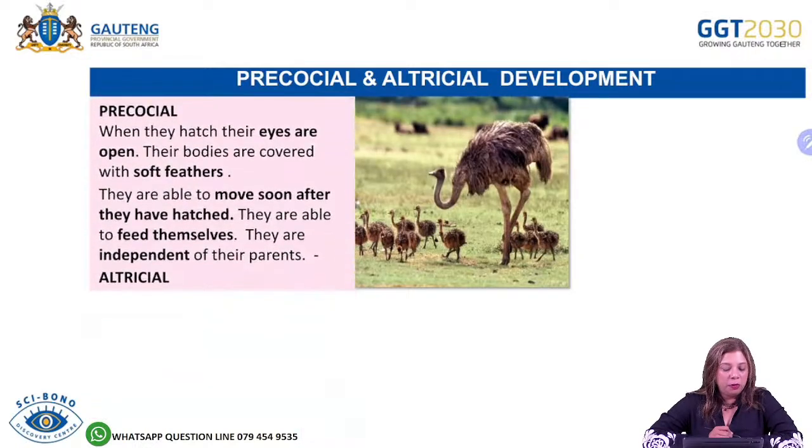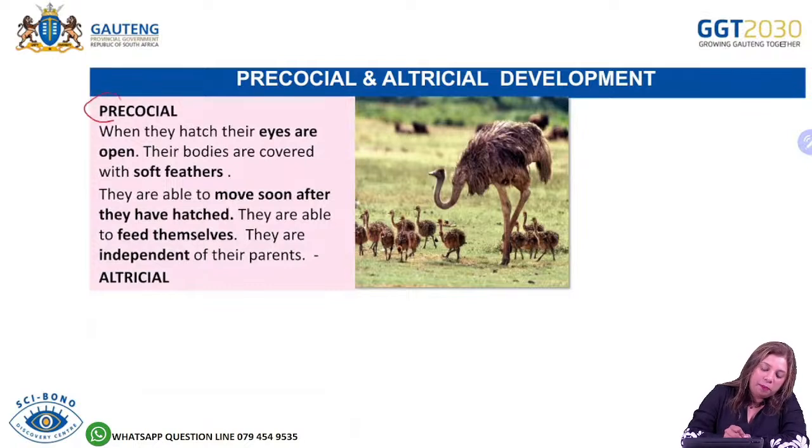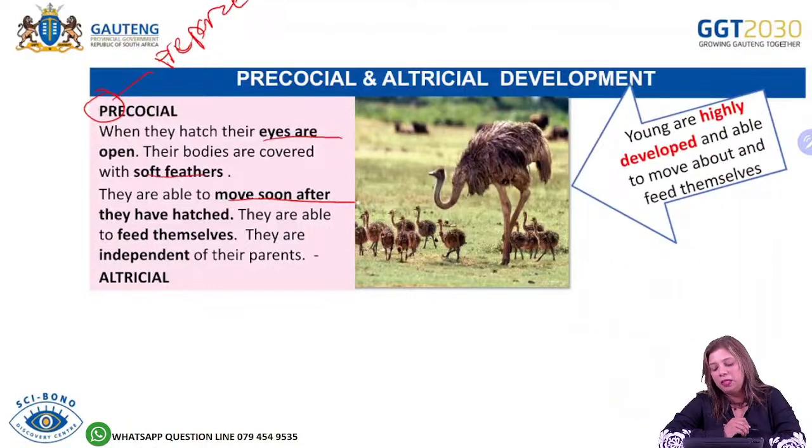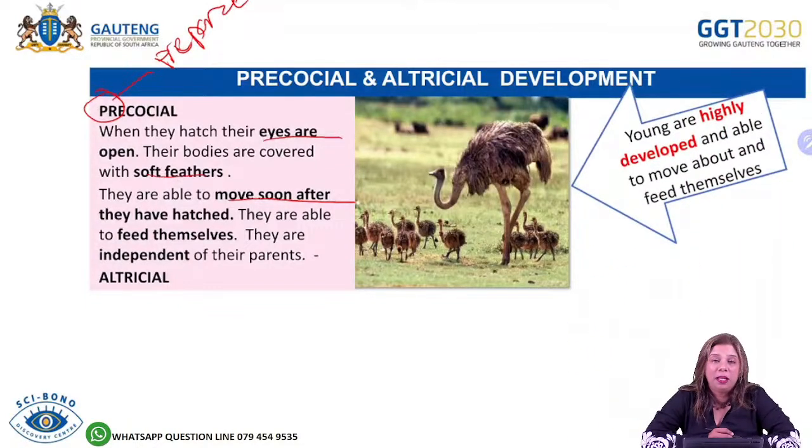So we're going to look at this as a whole. Precocial, we always say precocial meaning prepared. The organism, the offspring is prepared. That means they hatch with their eyes open, they have soft feathers to keep them warm, they're able to move soon. So we say that it's precocial because the young are highly developed. That means they can take care of themselves as soon as they are born. So precocial, they are prepared.